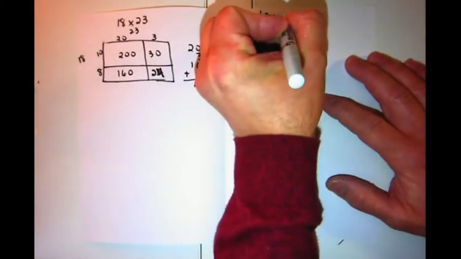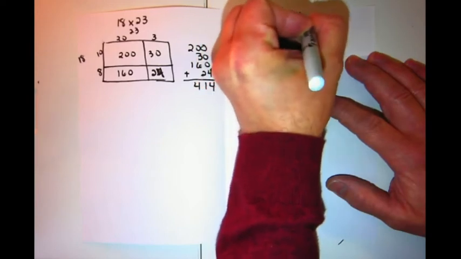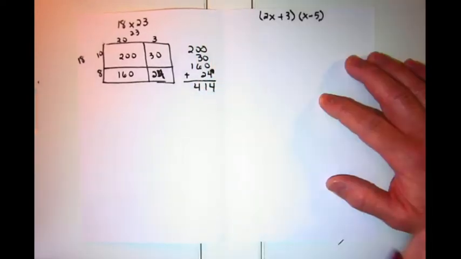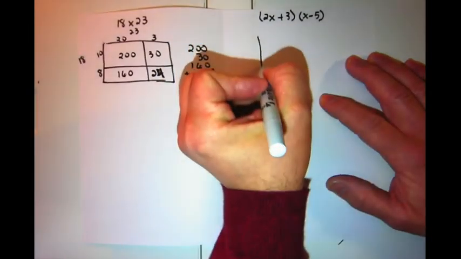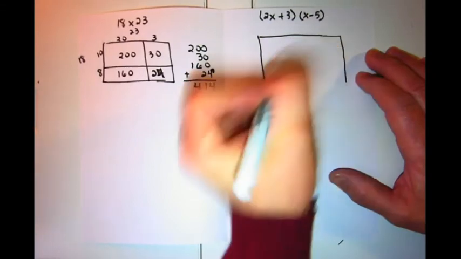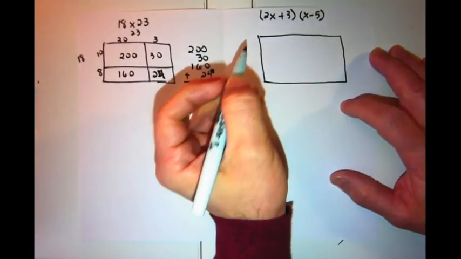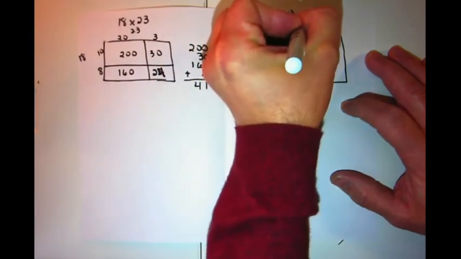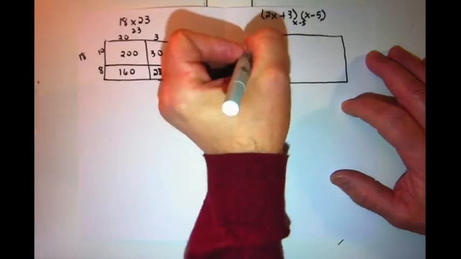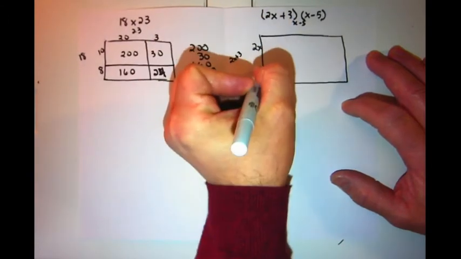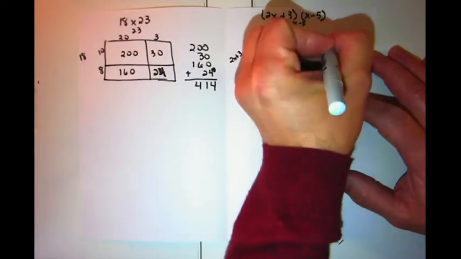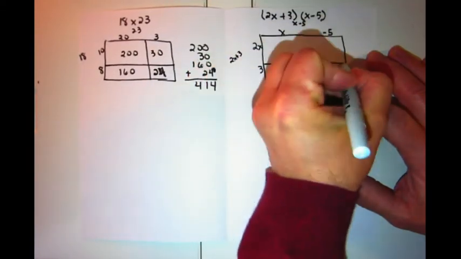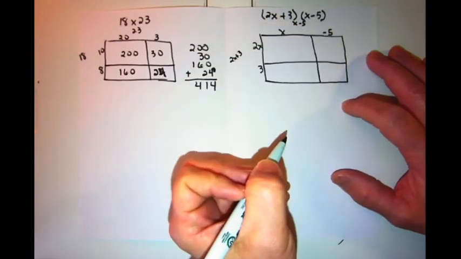In middle school, students are going to have problems that look like this: 2x plus 3 times x minus 5. An area model will also help them. If we think about an open area model, this side is the 2x plus 3, and this side being the x minus 5. We'll decompose 2x and the positive 3, and the x and the negative 5. We can think about it just the exact same way.